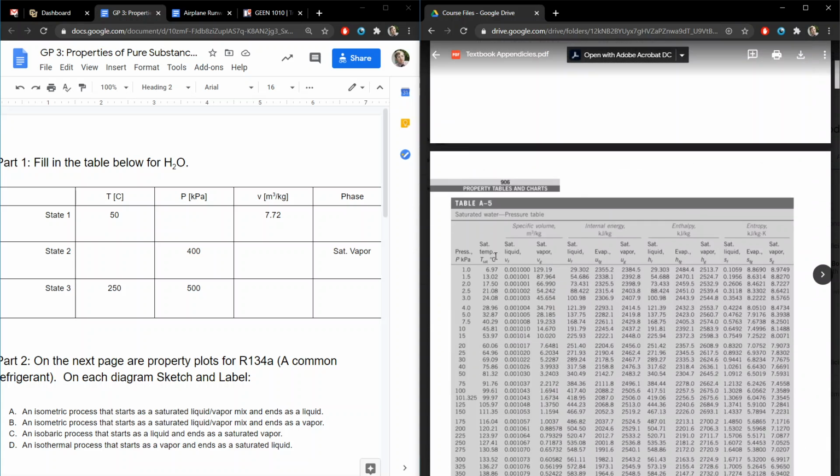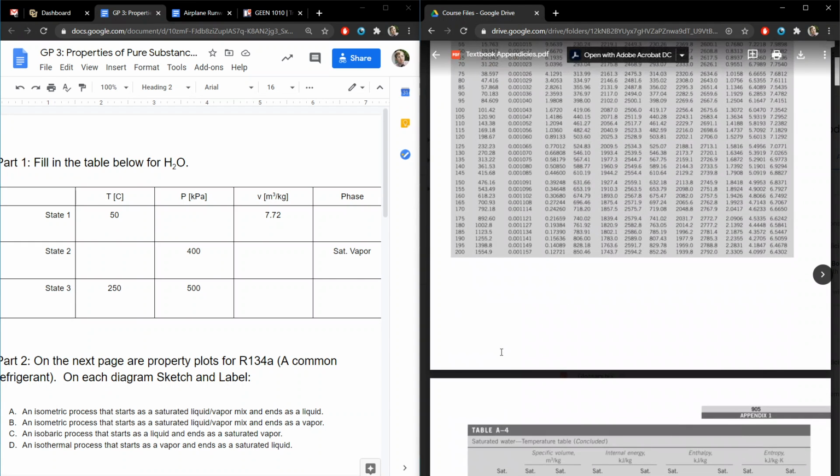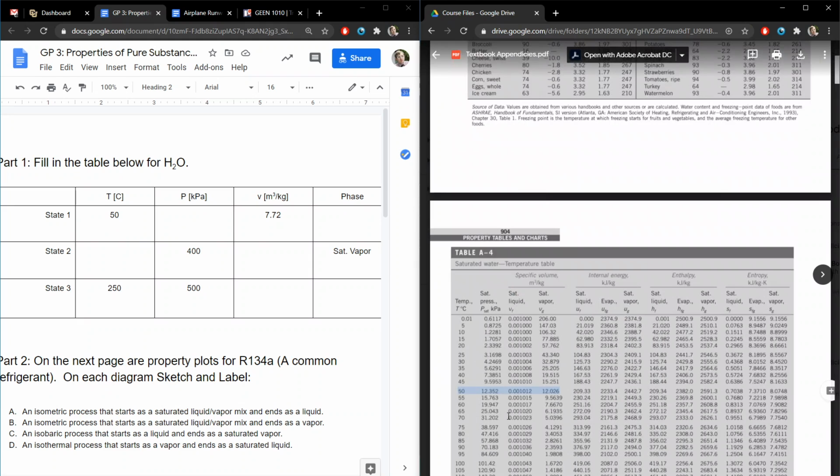If I go down to about 12, I would get my temperature is somewhere between 10 and 15 kilopascals. My temperature is about 50 degrees. And so these are just plotting the data, this one starting with pressure and then giving these temperature values, and this one starting with temperature and then giving pressure values.